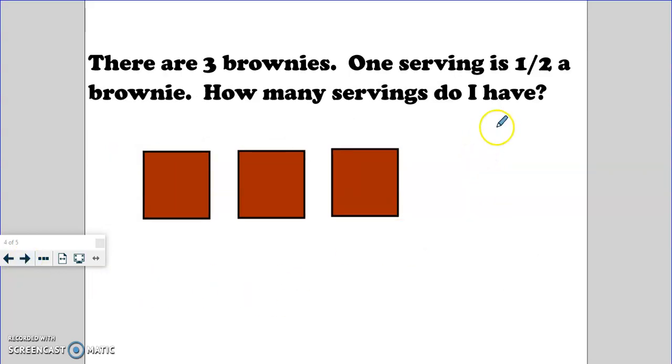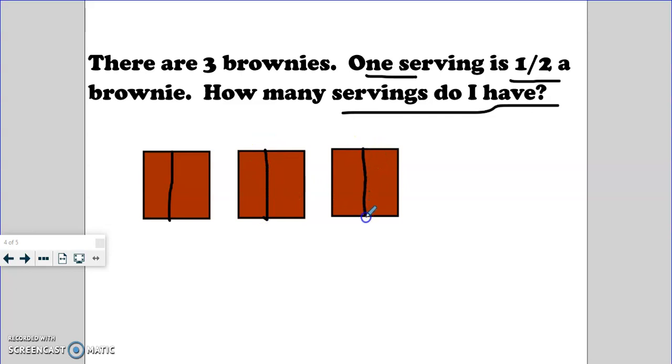There are 3 brownies. 1 serving is 1/2. How many servings do I have? So I'm going to break these up. So another way to phrase this question is, how many halves are in 3? So I'm going to break these up into halves. And then we are going to count them.